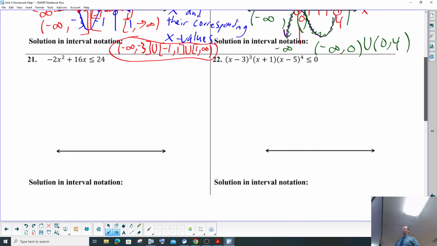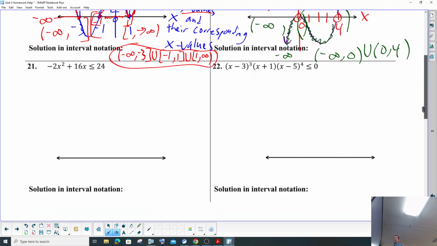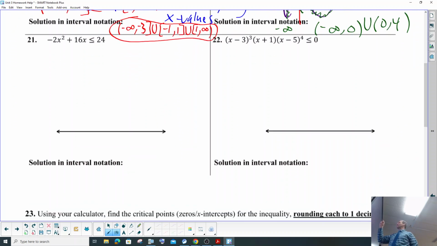Okay, so this one we're going to have to factor. Pause me. Try it on your own. So we're going to subtract 24 to the other side. So we get a negative 2x squared plus 16x minus 24 is less than or equal to 0.